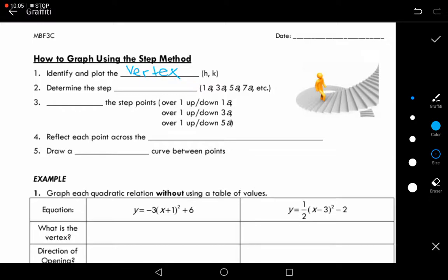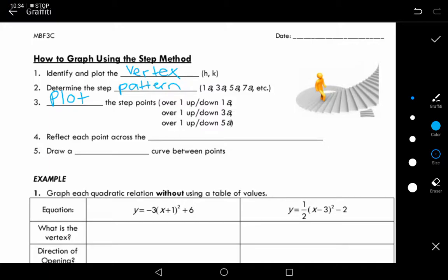Step 2 is to determine the step pattern. Okay, and as I told you, that's always going to be 1 times a, 3 times a, 5 times a, 7 times a, etc. Okay, step 3 is to plot the step points. Okay, so we're going to go over 1, up or down 1a, over 1, up or down 3a. And again, that just means 3 times whatever your a value is, 5 times whatever your a value is.